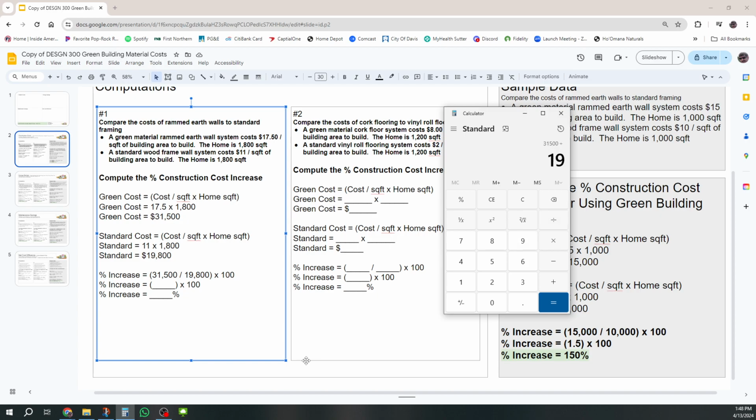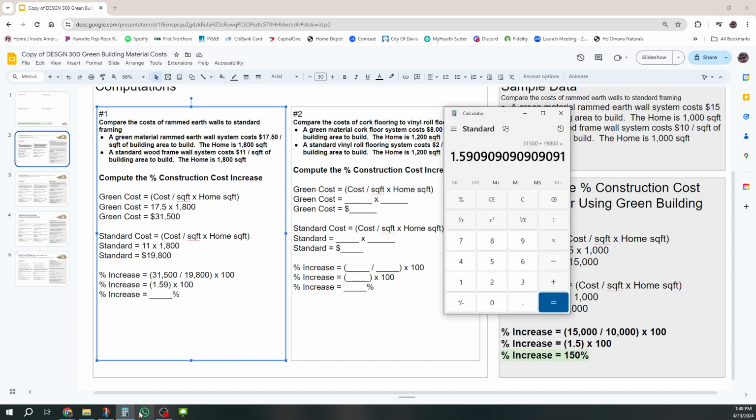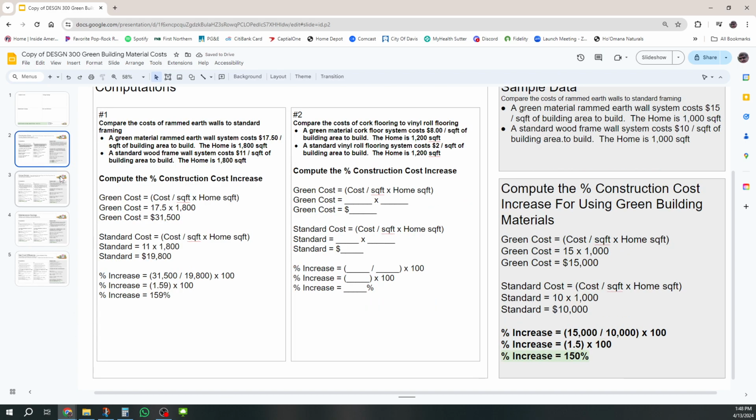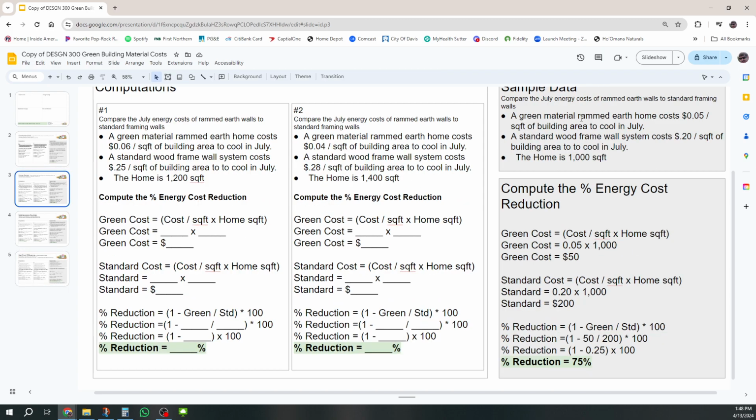31,500 divided by 19,800 is 1.59. And I don't care how you round this. Okay, so now I need to multiply that by 100. 159%. Okay, oops. So that's how we go about doing these computations. The very last one, though, is a little different. Okay, these are all just different. This one's about energy, but you can see it follows the same plan.